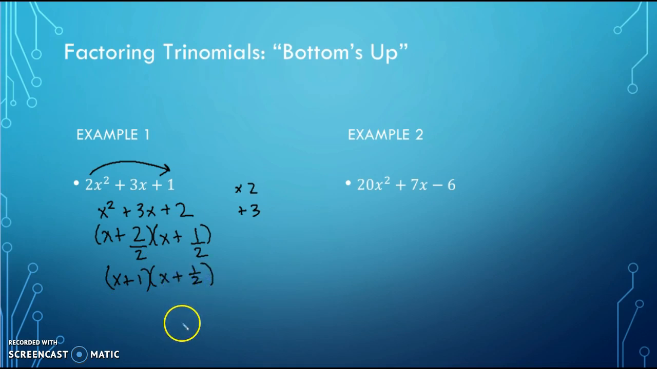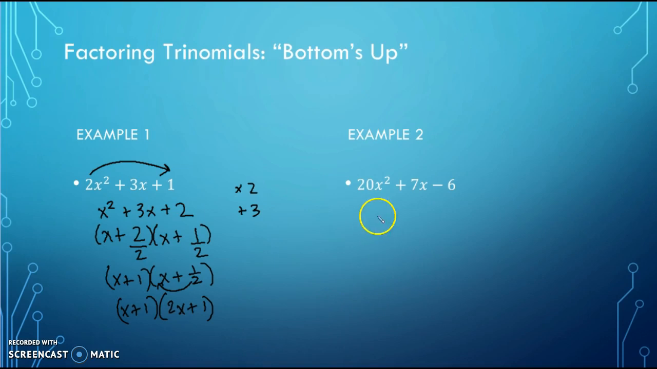It's just 1/2. Right? Now when we factor, we can't have any fractions. So this is where the bottoms up part comes in. I'm going to take the bottom of that fraction and move it up in front of my x. So this becomes x plus 1 times 2x plus 1. And then there's my final answer.